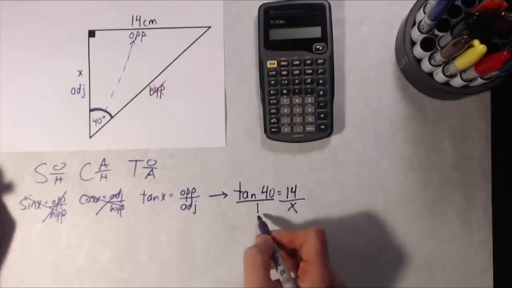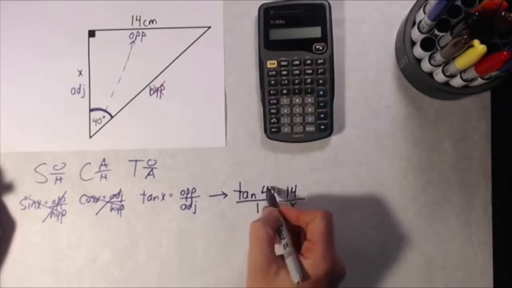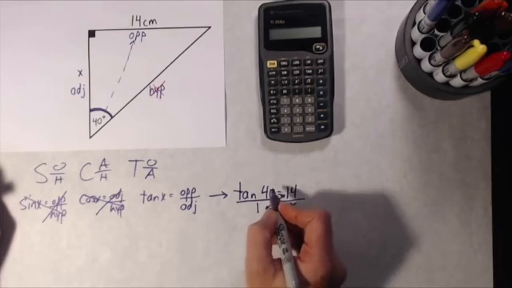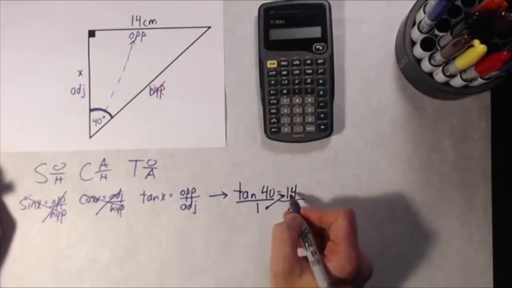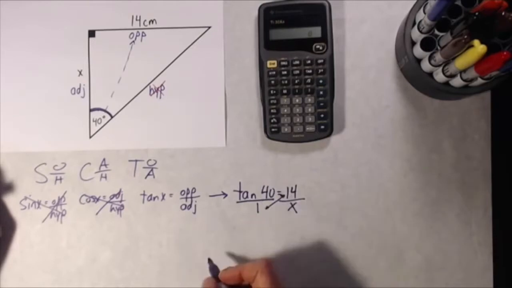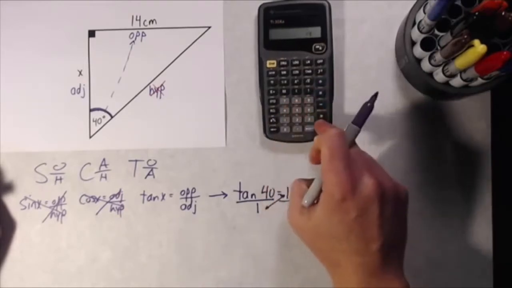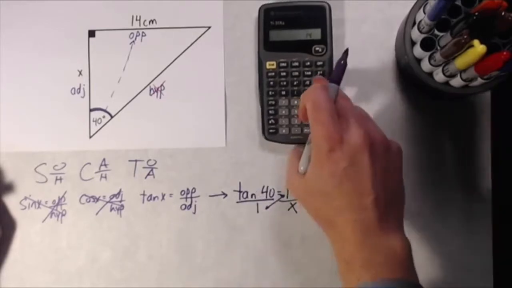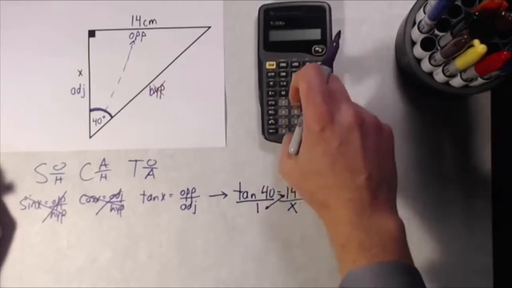In this case, I have 1 and 14 that are diagonal to each other, and tan of 40. These diagonal values always get multiplied, and then I divide by that third value. So in this one, I'm going to do 1 times 14 divided by tan 40. Let's see that on the calculator. So here I do 1 times 14. That's obvious, I'm going to get 14. Divided by tan 40. On my calculator, I'm going to hit the divided by button, press 40, and then tan.